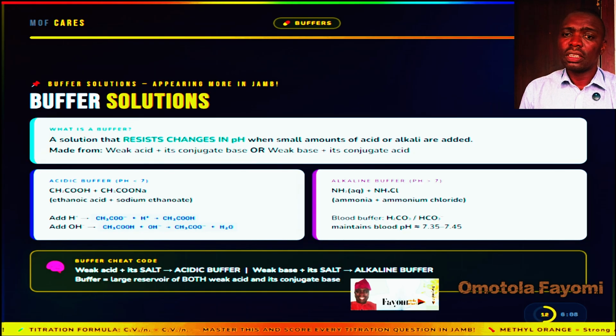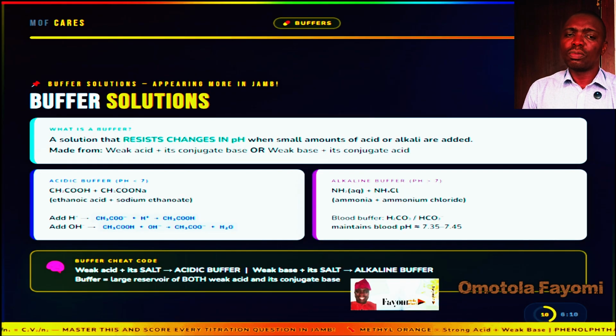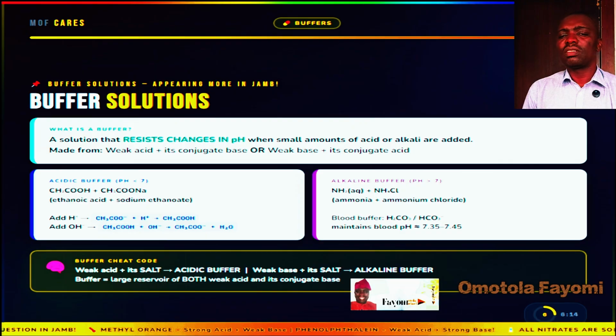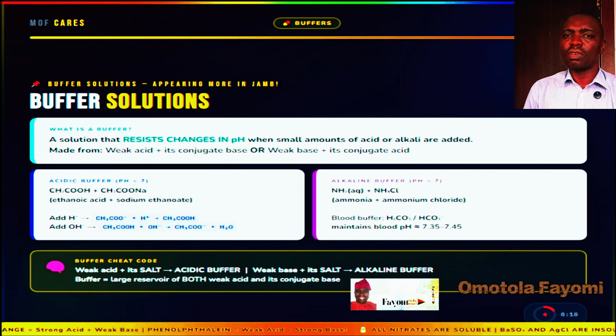When you add acid, H plus, to this buffer, the ethanoate reacts with the H plus to form ethanoic acid molecules. The pH barely changes. When you add alkali, OH minus, the ethanoic acid molecules react with OH minus to form water and ethanoate ions. Again, pH barely changes. An alkaline buffer uses ammonia, a weak base, plus ammonium chloride, its salt. Blood uses a carbonic acid and hydrogen carbonate buffer to maintain pH between 7.35 and 7.45, vital for life.